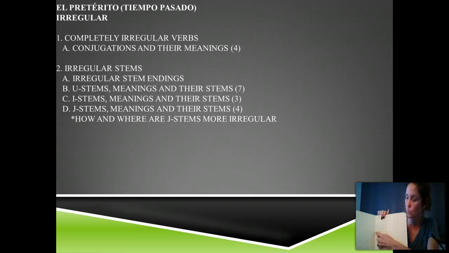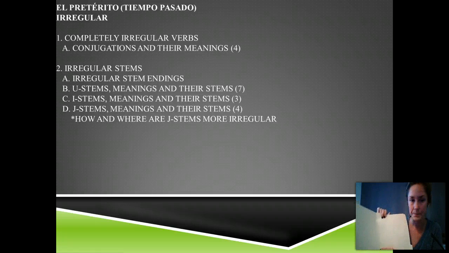Okay? Then number 2, you'll write irregular stems. A, what are the endings that all verbs with irregular stems share? Then B, what are the U stems? I'd like their meanings and their stems. So on B you'll have U stems, and you'll have andar, anduv-, to walk. That's your verb, your stem, your meaning. And then you'll do all 7 of them. And then you'll do C, I stems, meanings, and their stems. Same thing. You'll write hacer, hic-, to do or to make. And you'll do that same thing for all of the I stems.